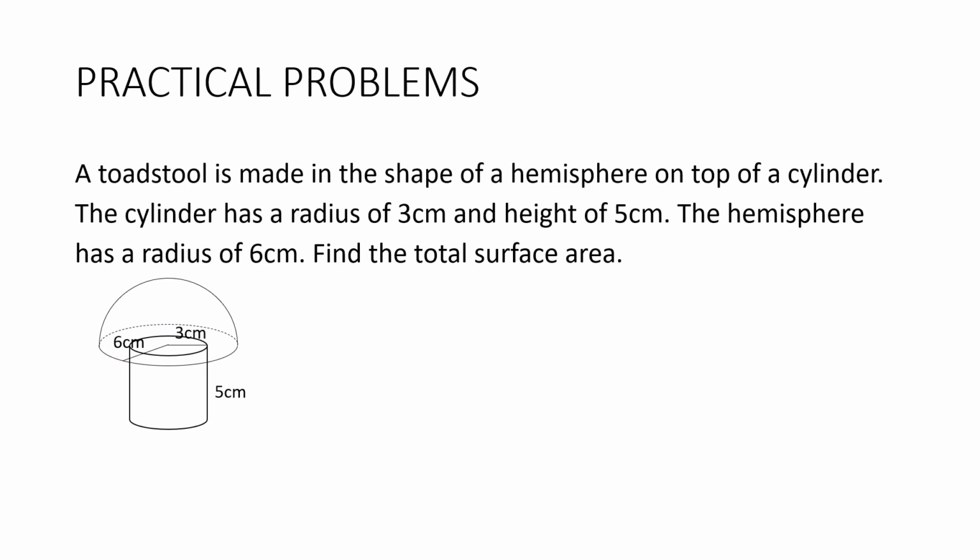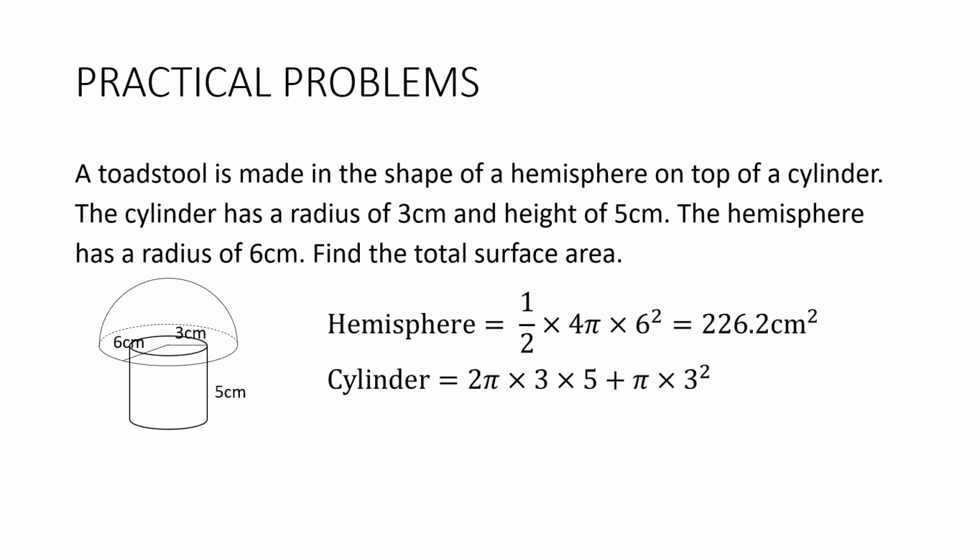So let's start with the hemisphere. So remember the formula is 4 pi r squared and we want half of it. And we're going to have to use the full radius, so 6 centimetres. So that's 226.2 centimetres squared. Now we'll look at the cylinder.